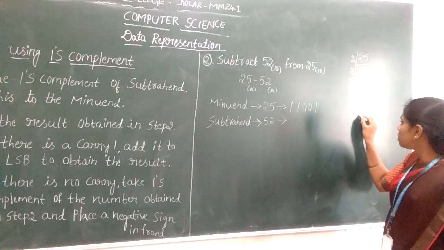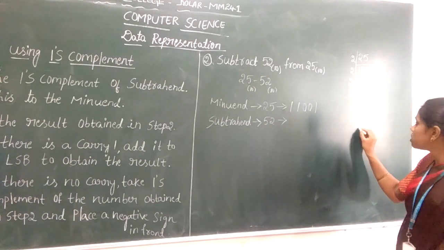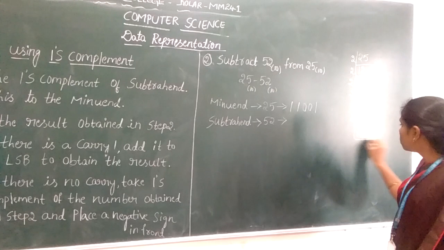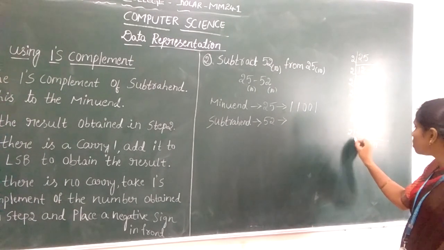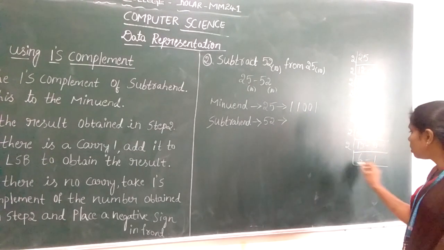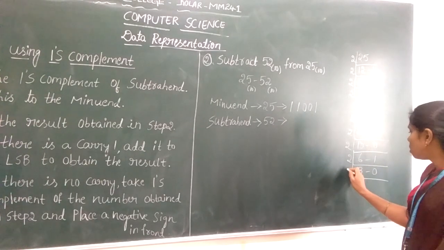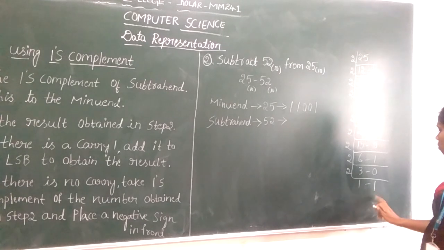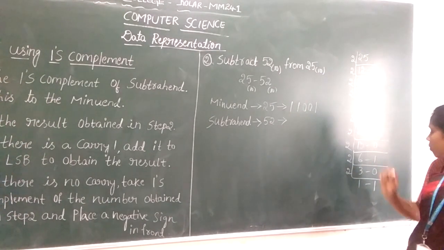Now find out its binary equivalent value of 52. 2 2s are 4, 2 6s are 12, remainder is 0. So 2 1s are 2, 2 3s are 6, the remainder is 0. 2 6s are 12, the remainder will be 1. 2 3s are 6, remainder is 0. 2 1s are 2, the remainder is 1. Now 1 1 0 1 0 0 is the binary equivalent value for 52.